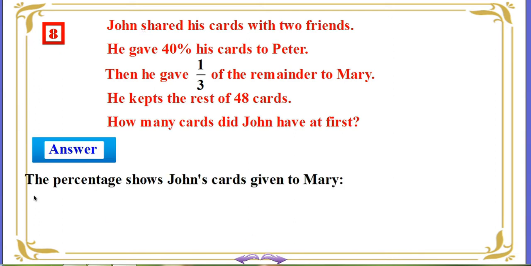First, we find the percentage of John's cars given to Mary. Remember, this is 1/3 of the remainder, the remainder after he gave 40% of his cars to Peter. Then you take 1/3 and multiply with the remainder. John has 100% and he gives 40% of his cars, and then the remainder is 60%. Multiply with 1/3, you have 20%.